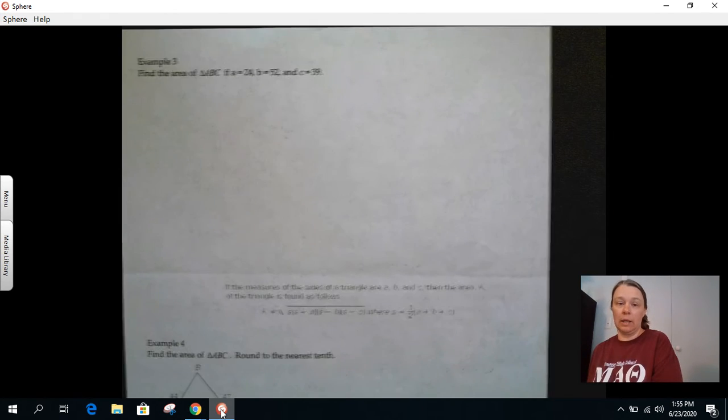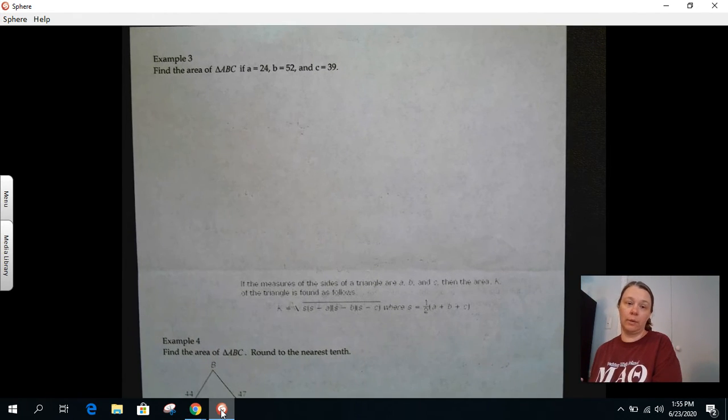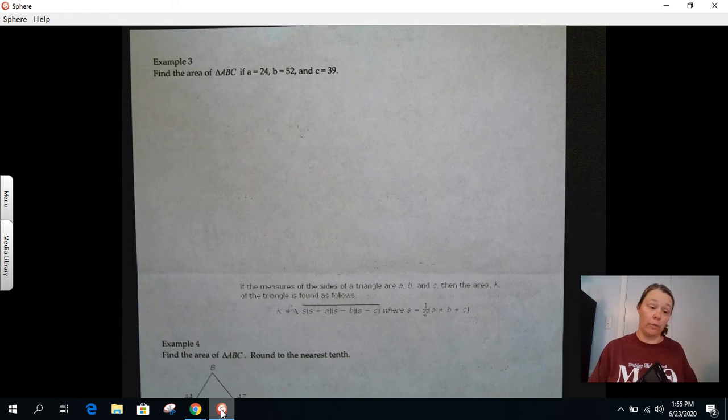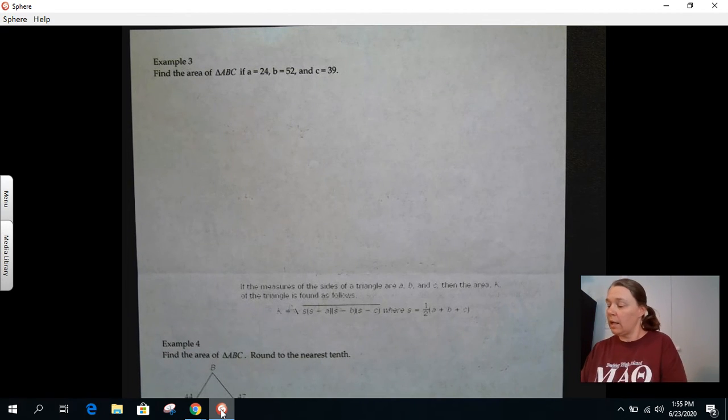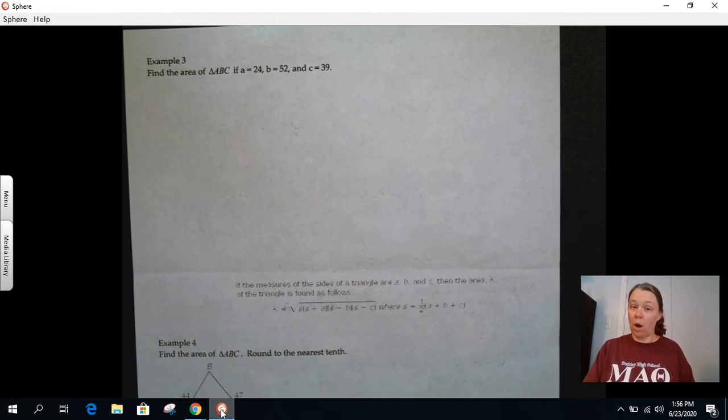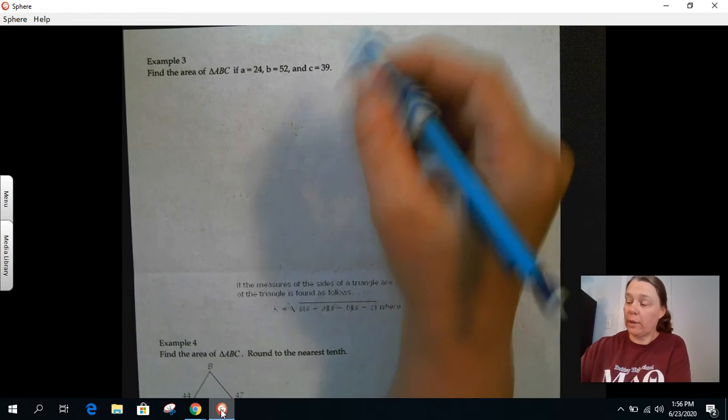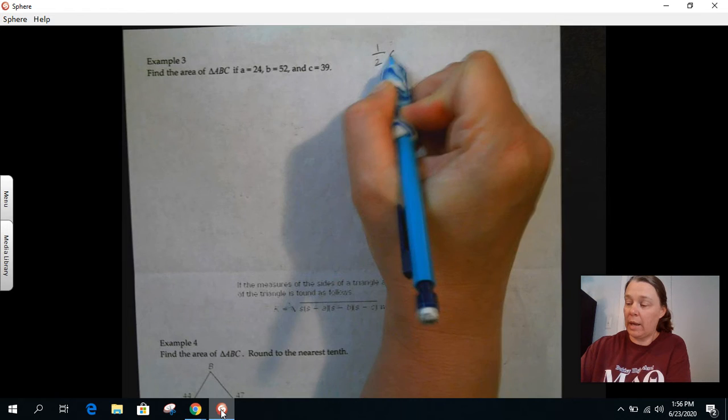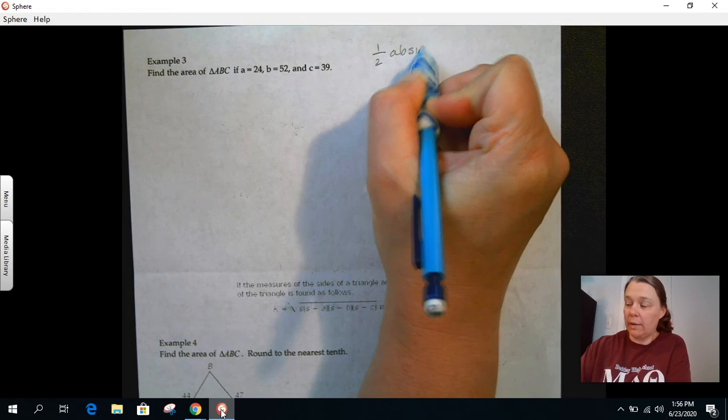All right, now the last thing that we're going to talk about is an area formula based off the law of cosines. I'm not going to go through and derive it like we did with the law of sines. It's written down here, and you could always use the law of sines if you wanted to. Remember, we had those rules like area is 1/2 AB times the sine of C.